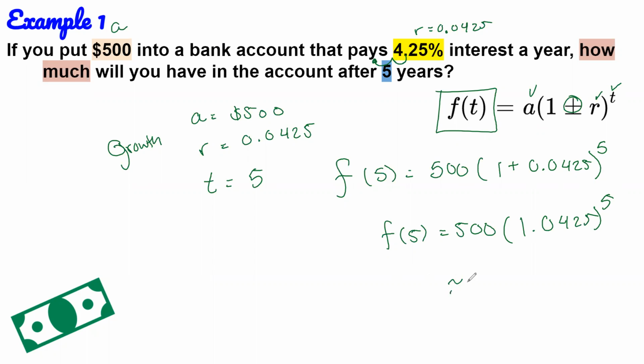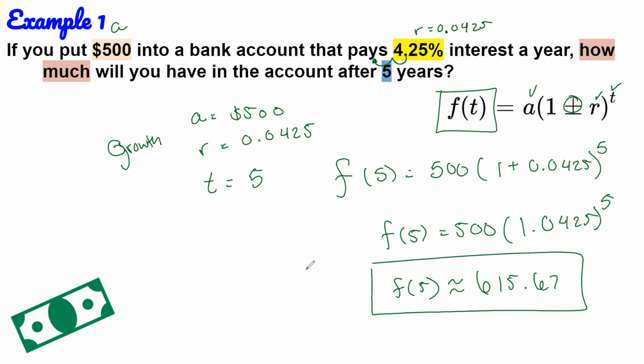So it would be approximately, what did you guys get again? 615, and the change is more or less 67 and so on and so forth. So my amount that I'll have, my F of 5 in this case, would be $615.